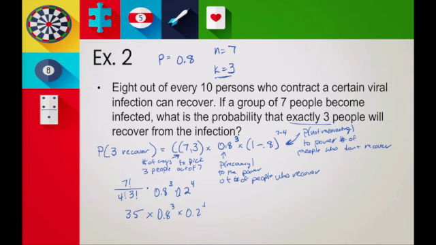And then this is where your calculator comes in handy. Times 35. And this gets us a very small probability. It's about 0.03. So, very small probability that exactly 3 people recover, because there's an 80% recovery rate. If you do this probability for 5 or 6 or 7 people, you're going to get a much bigger probability.